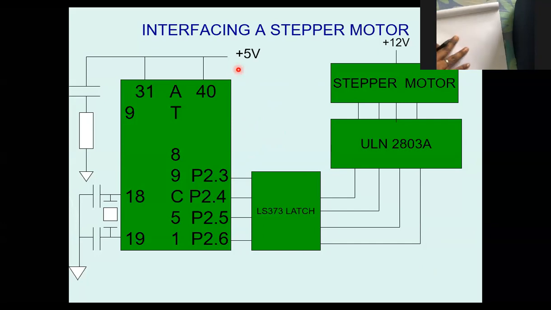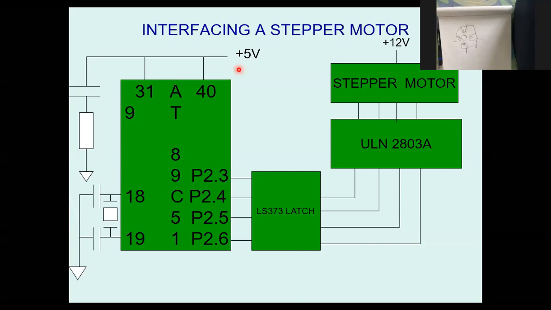So how does a stepper motor work? If you just see the copy, you will be able to understand how the stepper motor works. In a stepper motor, if there is a two-phase stepper motor, there are four stators. One terminal of every stator is connected with the ground. There is a rotor. In one four-phase stepper motor, four rotors are there.